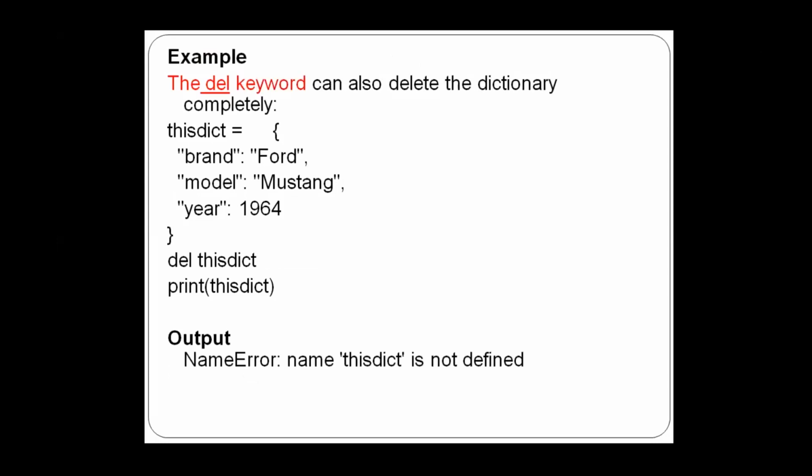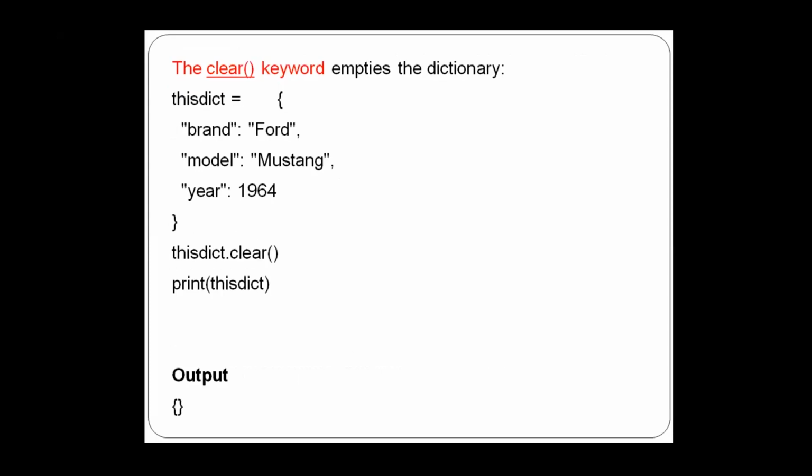And if you want to delete the entire dictionary, use your del keyword. When you give your del keyword, your entire dictionary will be deleted from your memory. And when you use the clear method, it removes only the contents. Only the contents of your dictionary will be deleted, and the dictionary will still be there.